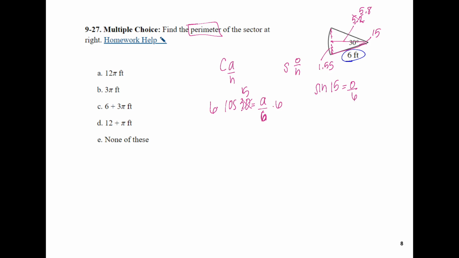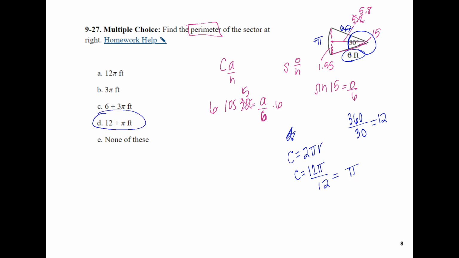So if we know this side is 6 feet, we know that this side is 6 feet. We know that if this angle is 30, our whole circle is 360. So if we divide 360 by 30, we know that the circumference of our circle is 2 pi times the radius. So the circumference is equal to 12 pi. 360 divided by 30 tells us how many sides it has. So it has 12 sides. So if we take the whole circumference and divide that by the number of sides, we know that this piece right here is pi. So when we add up 6 plus 6 plus pi, we get 12 plus pi feet as our perimeter.